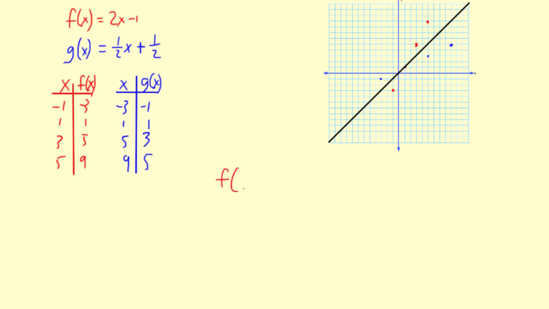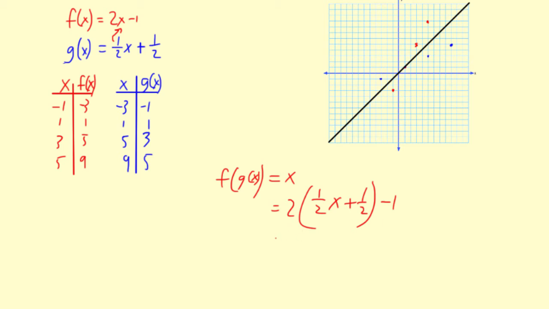Another way you can tell is you can do a composite function. So f of g of x. If that equals x, then you know you have inverse functions. So let's try that. I'm going to take this g of x and put it inside the f of x. So it's going to be like this, 2, and then 1 half x plus 1 half, then minus 1. So if I simplify this and I get equals x, I'll know I have inverse functions.